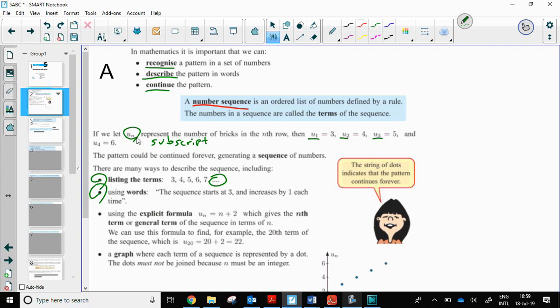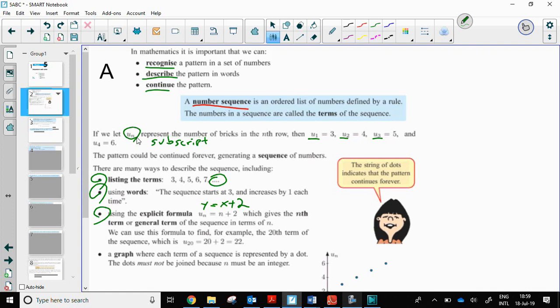Right? So what we're really going to focus on for the most part is this third one here, which is using an explicit formula, or nth term formula, or general formula, whatever, which is just a rule which tells us what a particular term is based on the n value. And you see the example that we're looking at here, it looks kind of like a linear equation, right? It kind of looks like y equals x plus 2. And we'll come back to that in a minute or two.